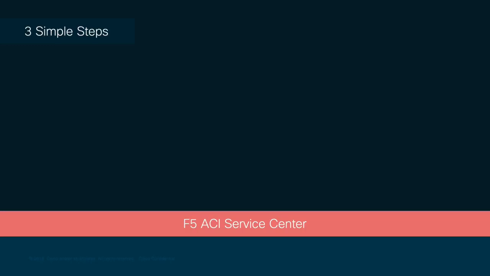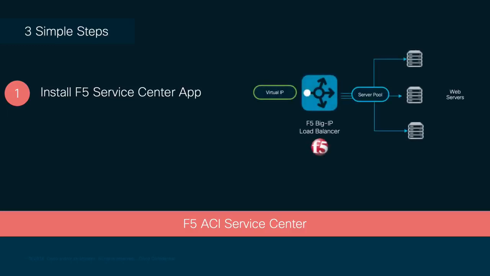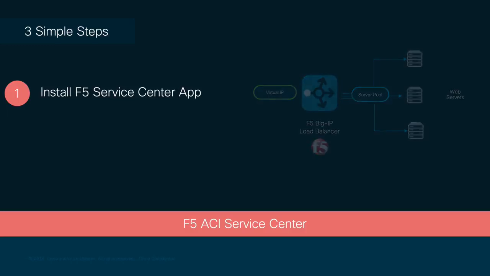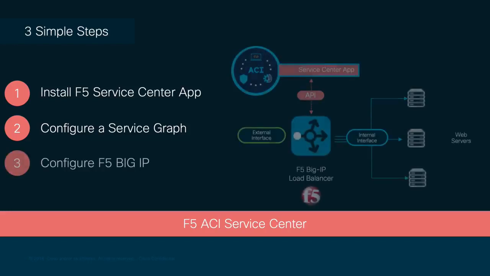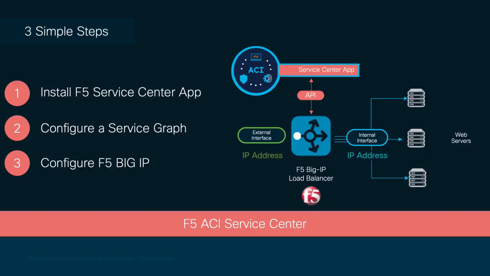Number 1, we will install the F5 Service Center app on APIC and configure the virtual server and server pool from ACI. Number 2, we will configure a service graph to stitch our F5 BIG-IP server load balancer. Number 3, we will configure our F5 BIG-IP from ACI using the Service Center app.